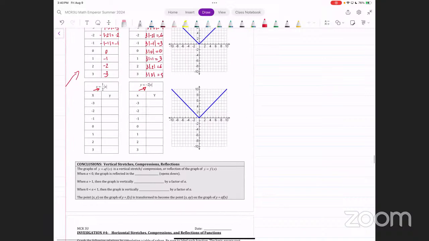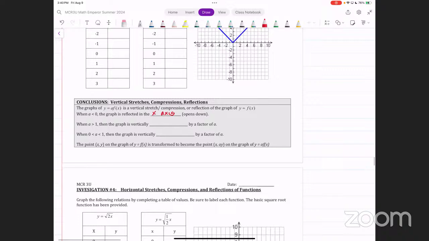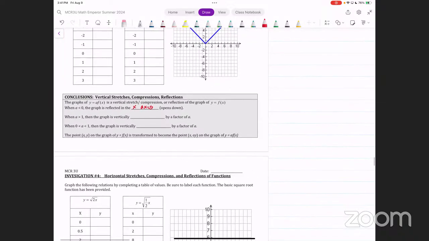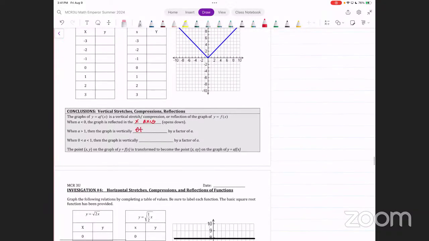And we're going to write that on the bottom. Don't worry. So when A is less than 0, the graph is reflected in the x-axis, isn't it? Open down. Look at that summary. When A is greater than 1, so the number in front of it, the graph is vertically stretched, isn't it? When A is less than 1, the graph is vertically compressed. Are you following that? Keywords? It's going to be expanded. So stretch is going to be making it narrower, right?